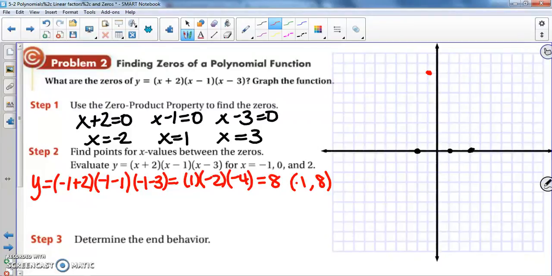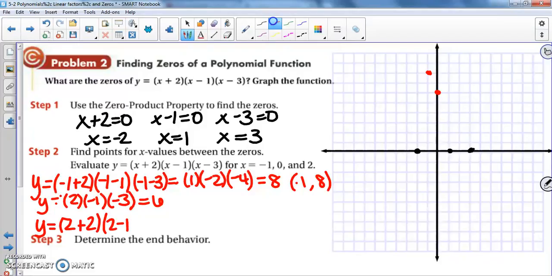We are going to find our y-intercept as well. If I plug in 0, I get y equal to 2 times -1 times -3, which is 6. Then I need to plug in a value between 1 and 3, so I'm going to plug in 2. y is equal to (2 plus 2) times (2 minus 1) times (2 minus 3), which is equal to 4 times 1 times -1, which is equal to -4.